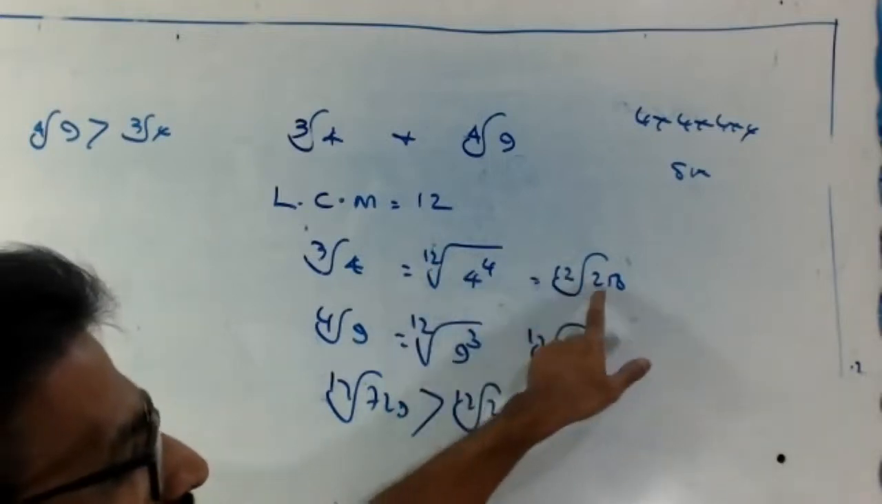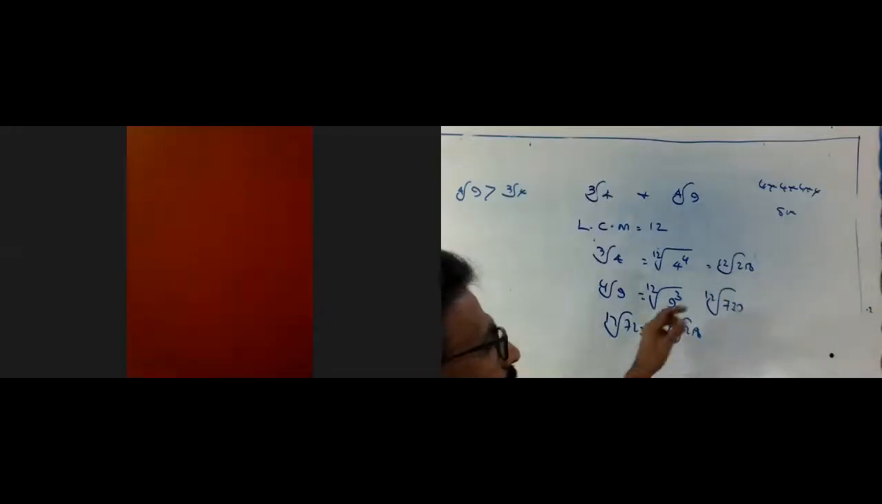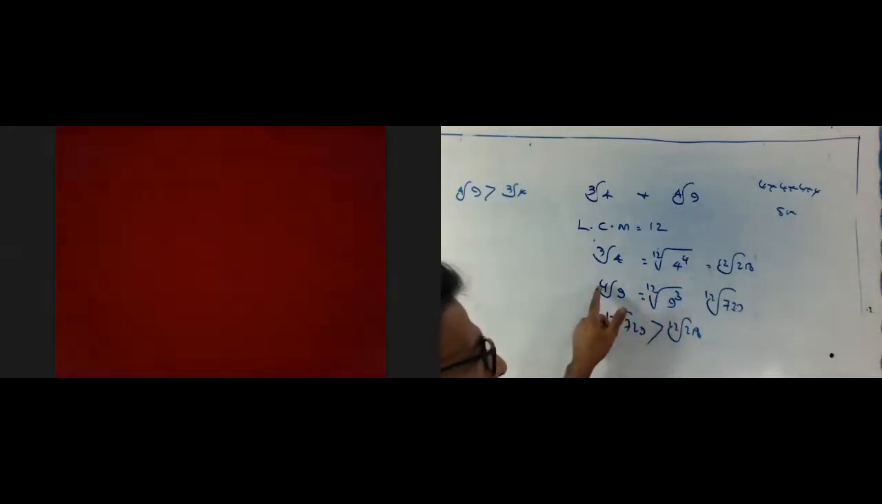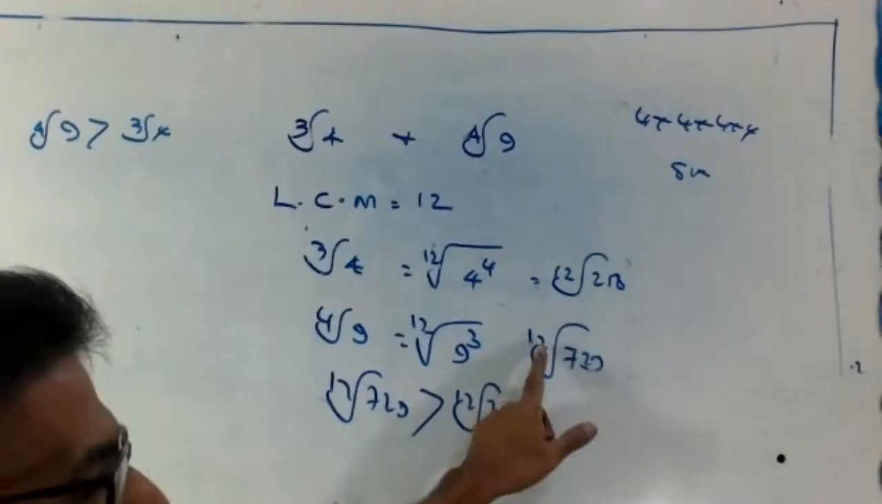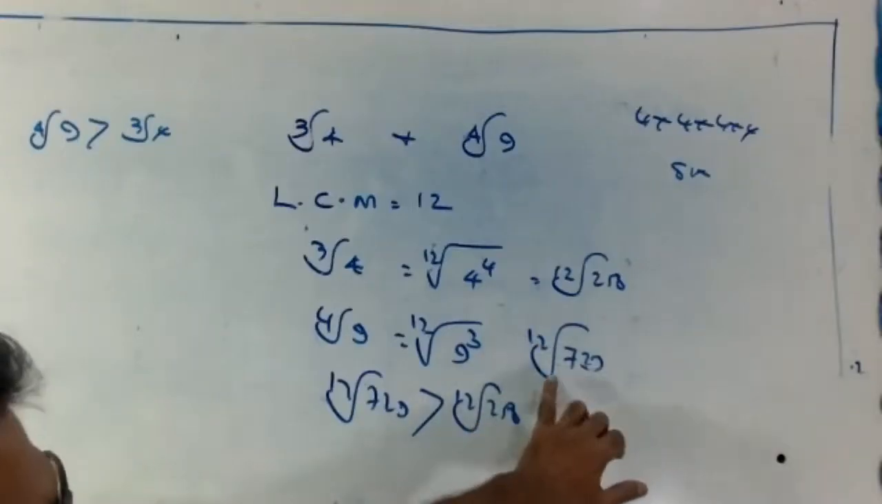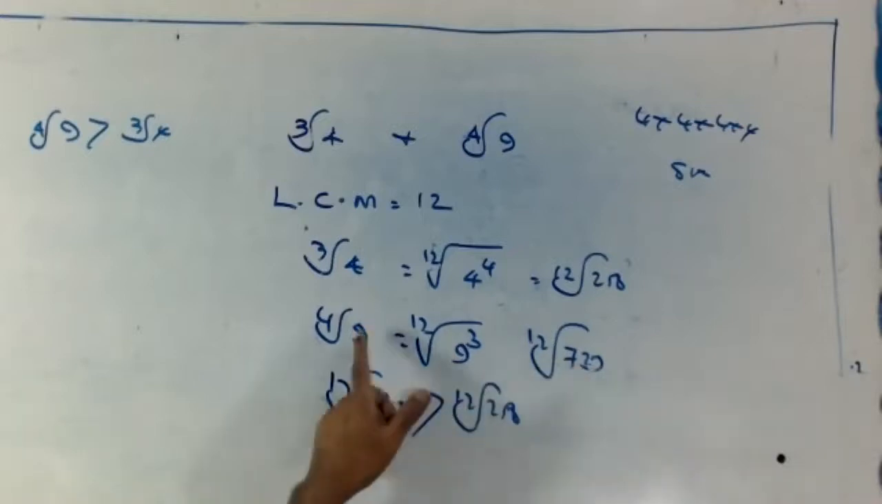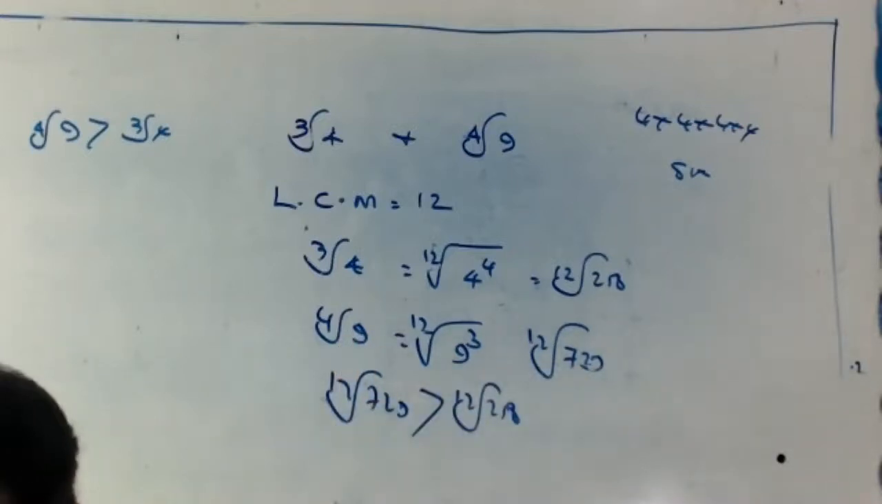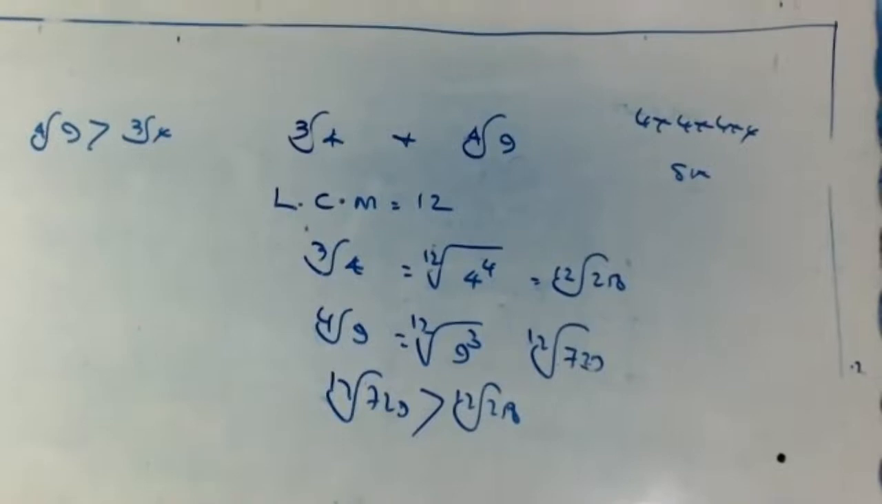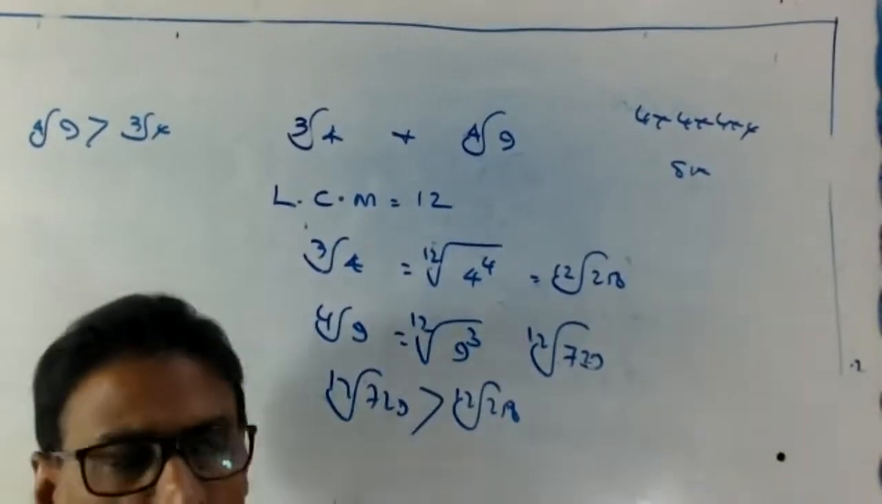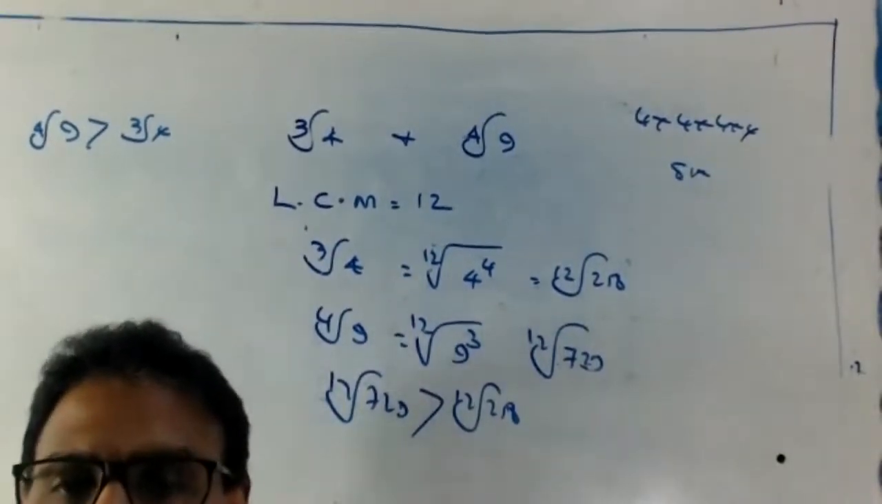So that means 12th root of 256. Okay. Next one, 4th root of 9. Here 12 divided by 4 is 3. 9 raised to 3. That means 12th root of 729. So now, of course, this is greater. Correspondingly, this is greater. Are you okay now? Don't copy. You try 2, 3 questions. Then only you can try. Okay.